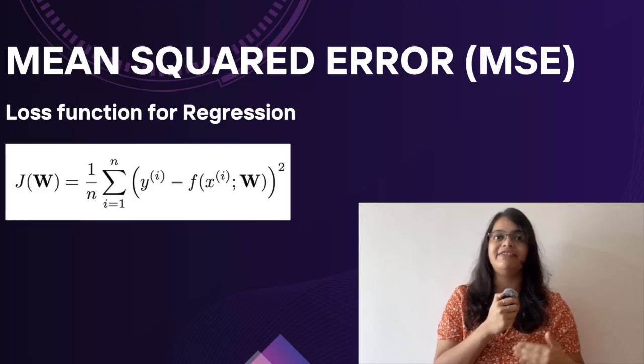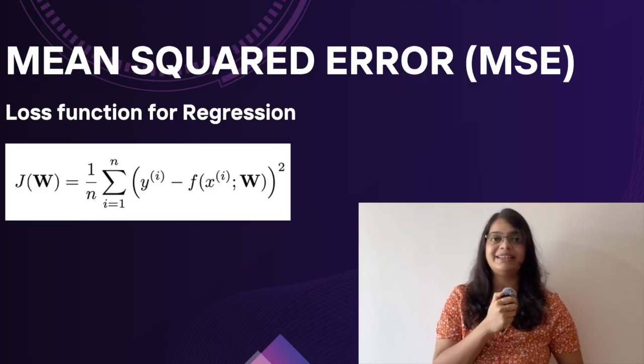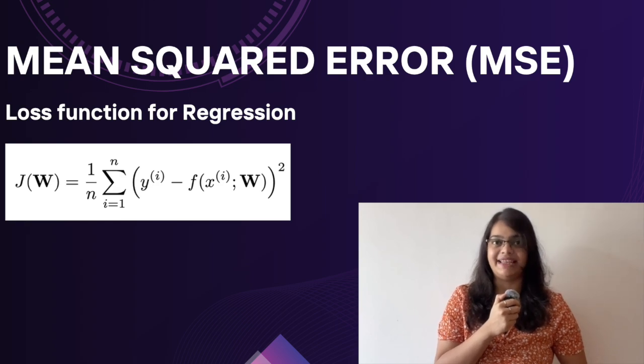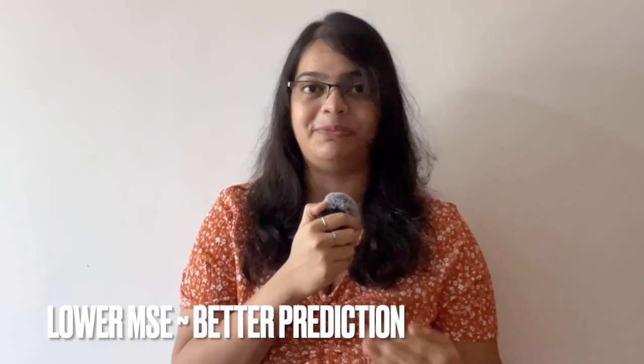If the error is 1, then the loss is 1. If the error is 60 in our case, the loss is 3600. Then we take the average across all the examples. That's the mean squared error, or MSE. Lower MSE means better predictions. Let's quickly connect everything. Neural networks make predictions, loss functions measure the mistakes, training reduces that loss, so lower loss means a better model. That's the core idea behind learning in neural networks.